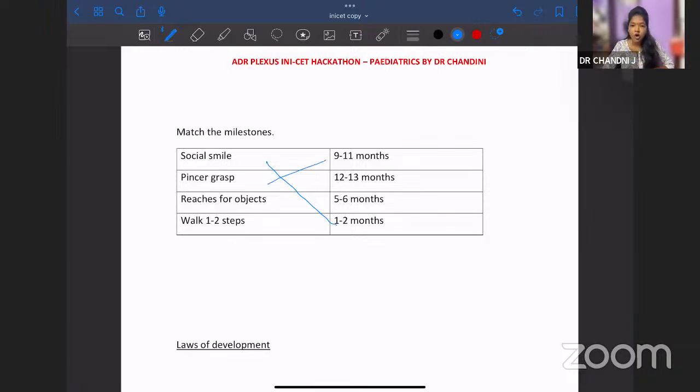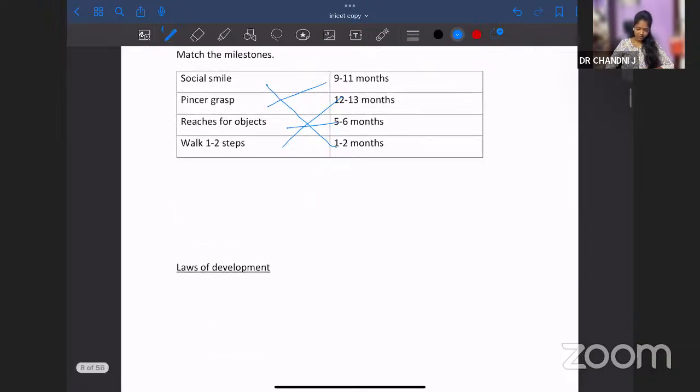Okay. Reaches for objects. When will a child start to reach for objects? It is around 5 to 6 months. Walks 1 to 2 steps: by the first birthday, the child will try to start walking. Just remember this. If you have seen first birthday videos, you know, the child will try to walk. So walking 1 to 2 steps is around 1 year. So 12 to 13 months. So this is the answer for this question.